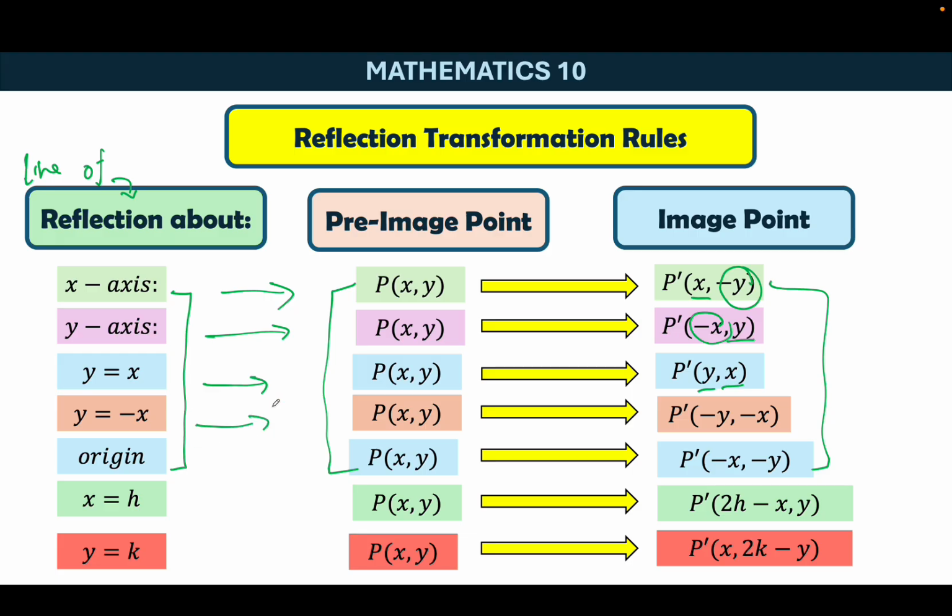When y is equal to negative x, change their position, then change their sign. When it's at the origin, just change the sign of the coordinates x and y.